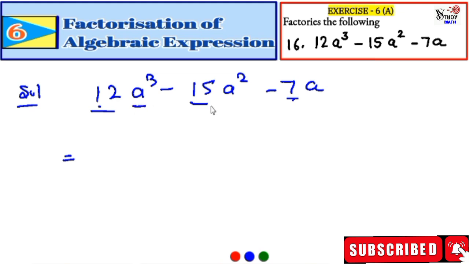But a to the power 3, a to the power 2 and a to the power 1, all three terms have the same variable. So we take the smallest power of the variable as common. So a is taken as common.